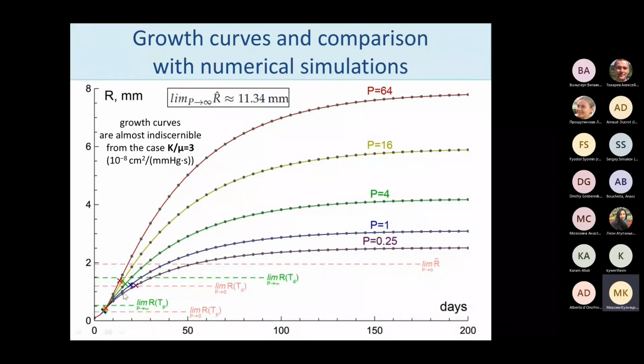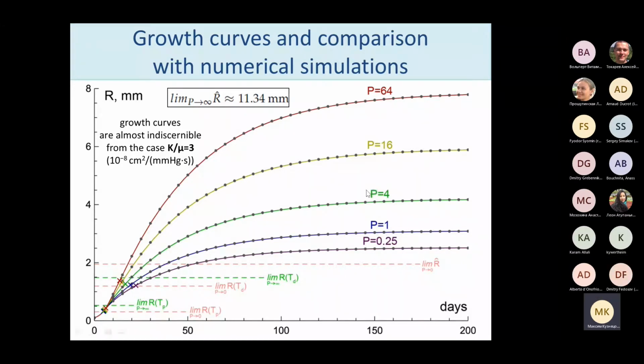The limit values for the tumor radius in these moments under infinitesimal and infinitely large values of P are denoted, and the limit overall tumor radius does not fit, but it is approximately 11.34 millimeters. After obtaining these results, the dynamics of the full model was studied by numerical simulations under variation of tissue hydraulic conductivity, K over mu, and nutrient supply level P, which is also right here.